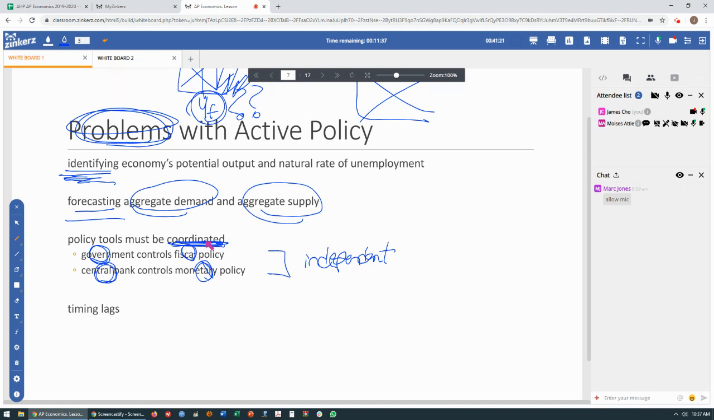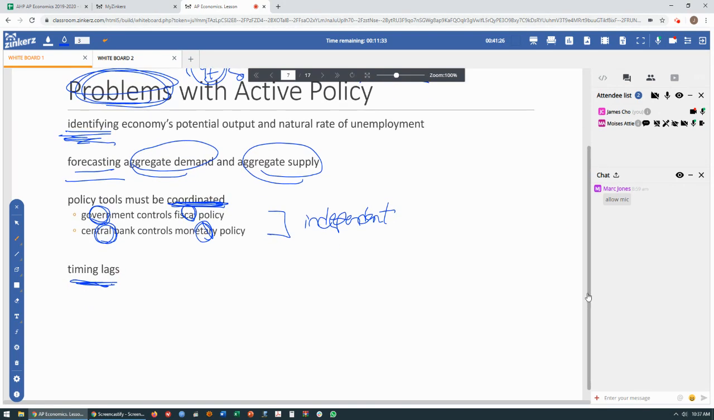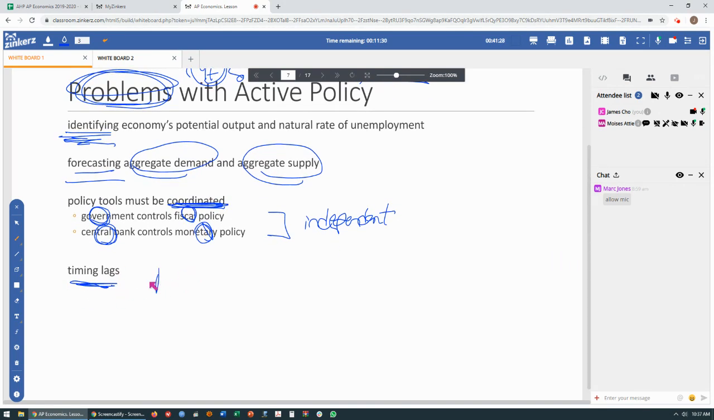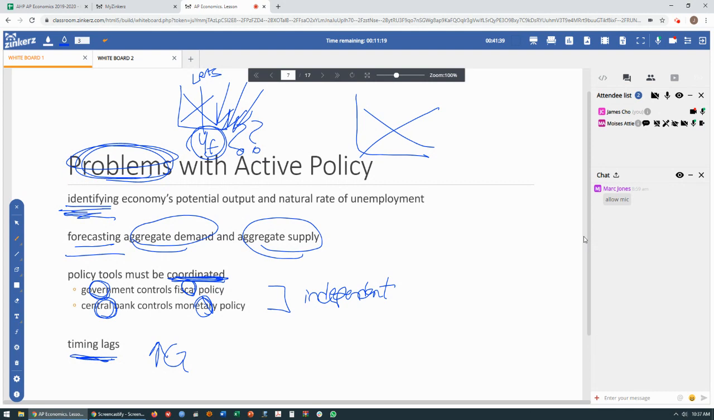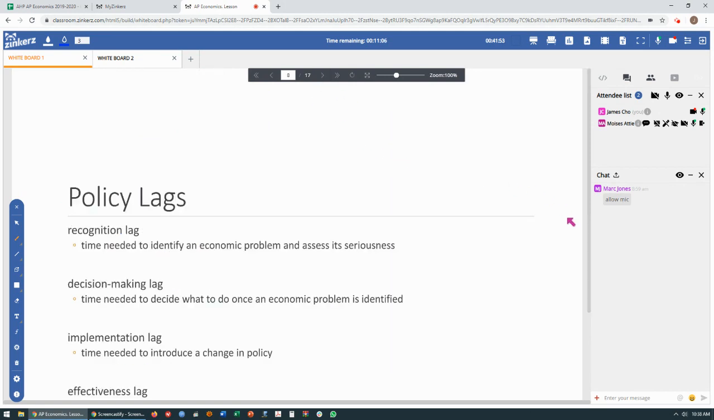There are also timing lags. Just the fact that you decide to do something. Let's say the government decides to increase government spending. Is that going to have an immediate impact on GDP? No. It might take a little bit of time for this policy to work itself out in the economy. So our AD curve doesn't just jump out automatically. It moves very, very slowly.